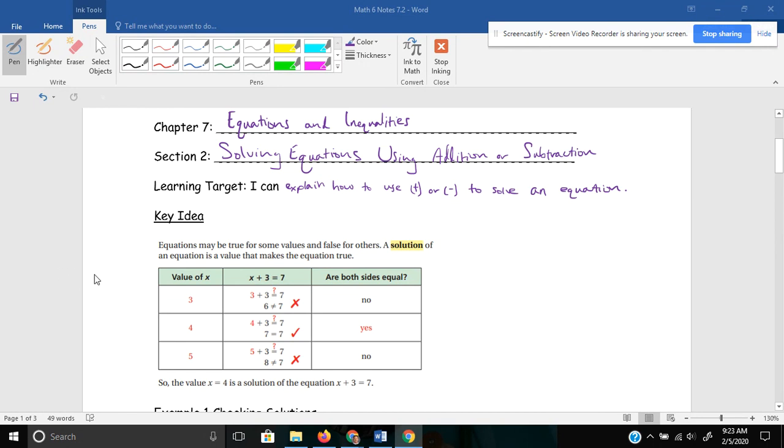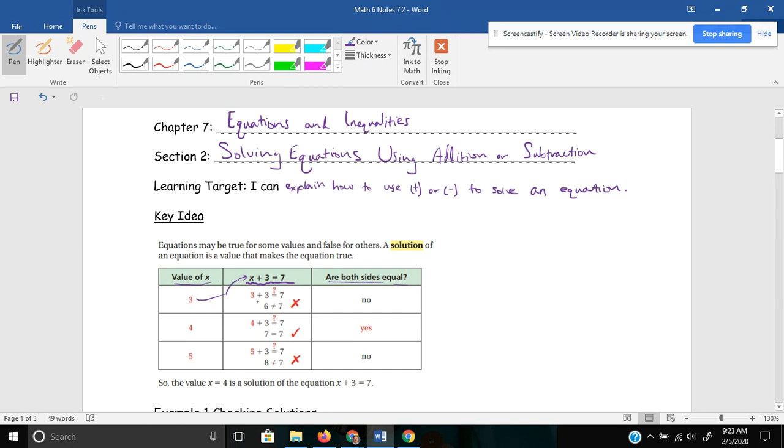For our key idea today, it says equations may be true for some values and false for others. A solution of an equation is a value that makes the equation true. For example, our equation is x plus 3 equals 7. So something plus 3 equals 7. And it asks us, are both sides equal when the value of x is 3? So they took 3 and said that's going to be our value of x.